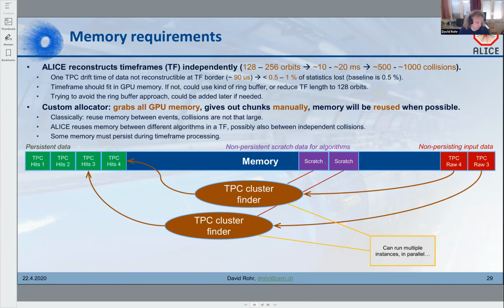Absolute worst case, if we run out of memory, we could slightly reduce the time frame length further. So if we use, say, 8 milliseconds instead of 10, the problem is that at the end of one time frame, we lose one drift time of TPC in terms of statistics, because we don't try to reclaim the overlap between time frames. And the drift time is 90 microseconds. So for the 10 milliseconds, we are at like 0.9% statistics loss. If we go for shorter time frames, then this would increase to 1.1, 1.2%. This would not be the end of the experiment, but of course it's not nice.